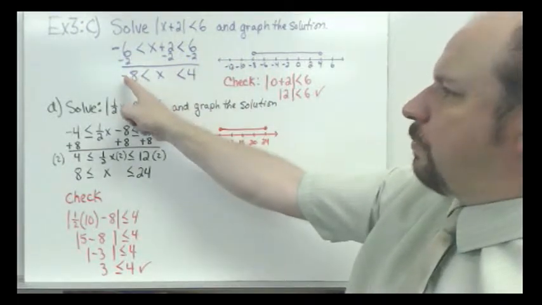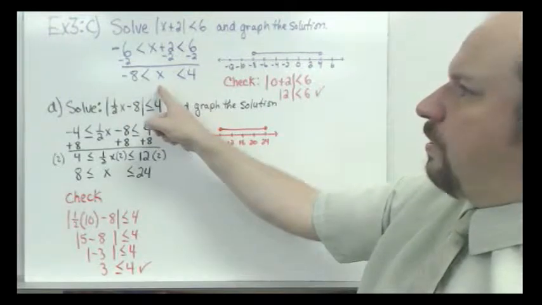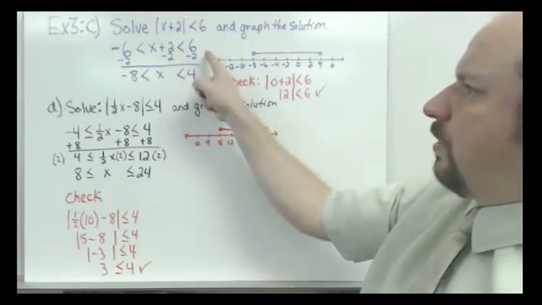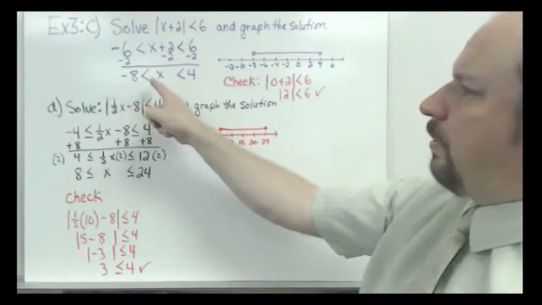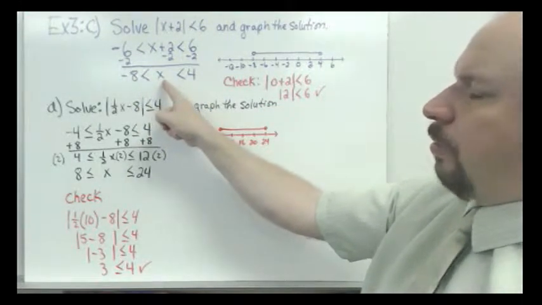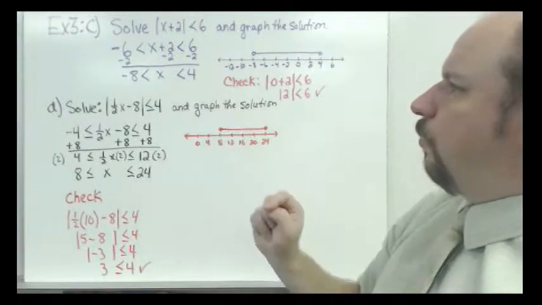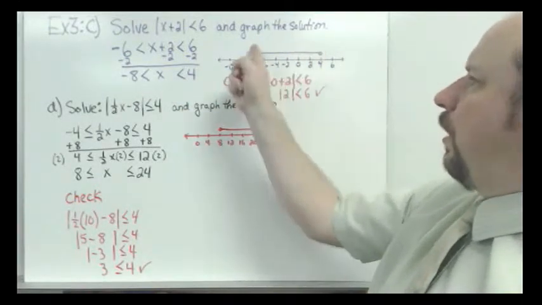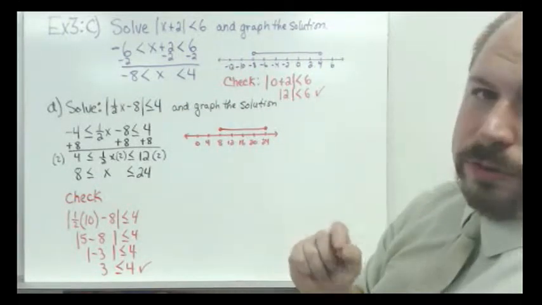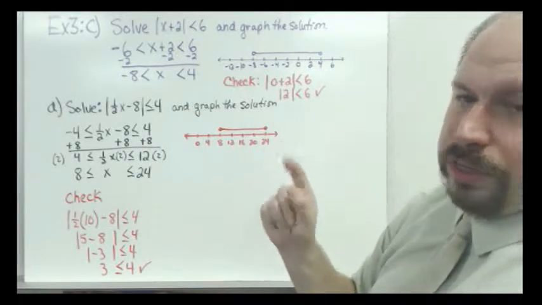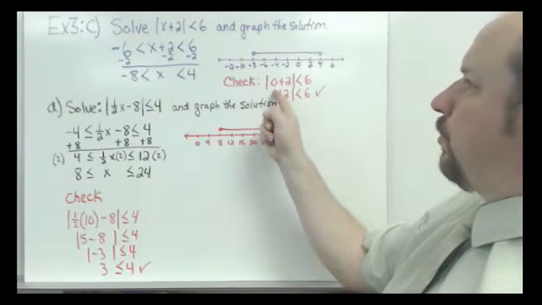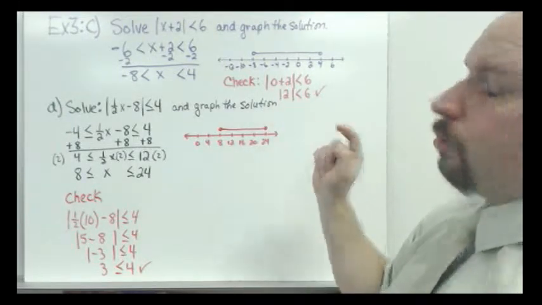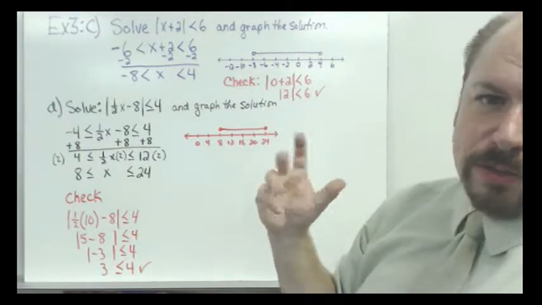So -6 minus 2 is -8, is less than x. And 6 minus 2 is 4. So we have -8 is less than x, which is less than 4. And so when we graph that here, we have this. Now this time we can use one number to check our solution. If we try 0 as a test, put in 0 for x, 0 plus 2 is 2. 2 is less than 6, and so we're okay there.